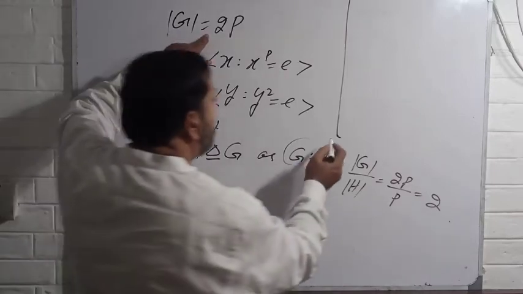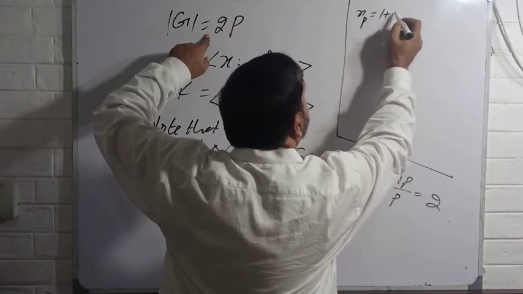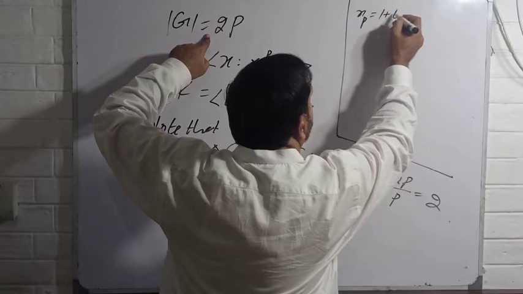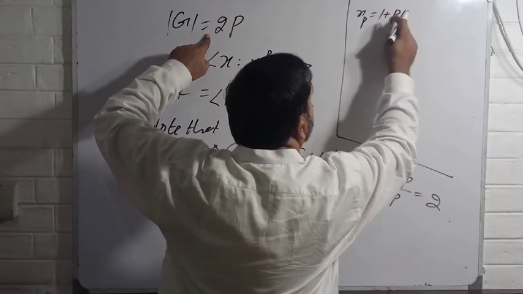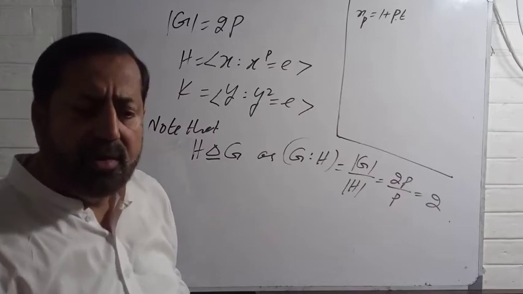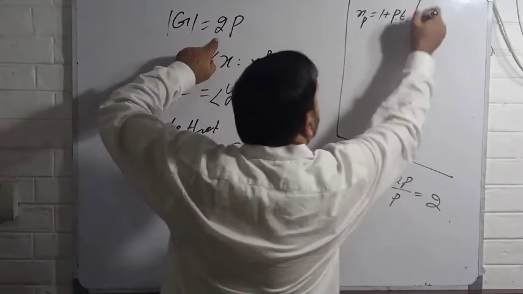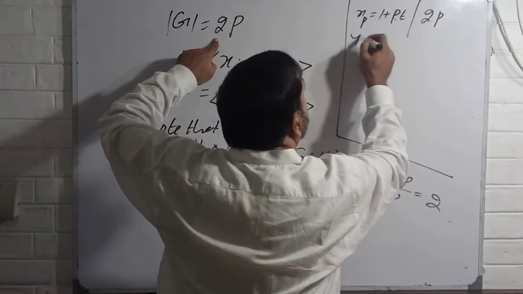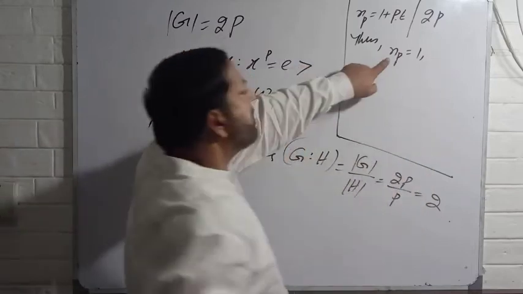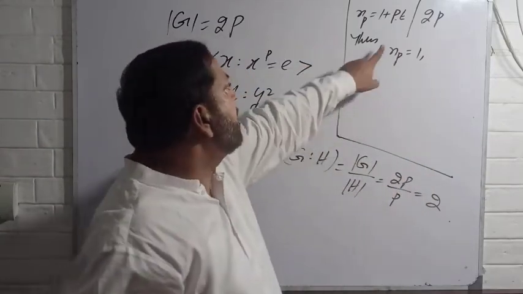You know that n_p, which is equal to 1 plus pt, is in fact a divisor of the order of G. And what is the order of G? It is equal to 2p. Thus, n_p could be equal to 1. What is n_p? n_p is the number of Sylow p-subgroups in a group of order 2p.